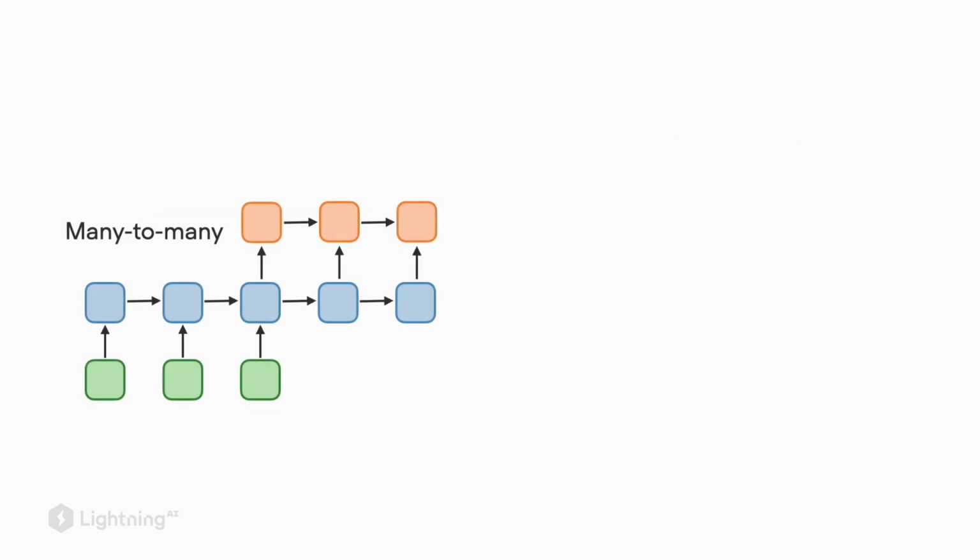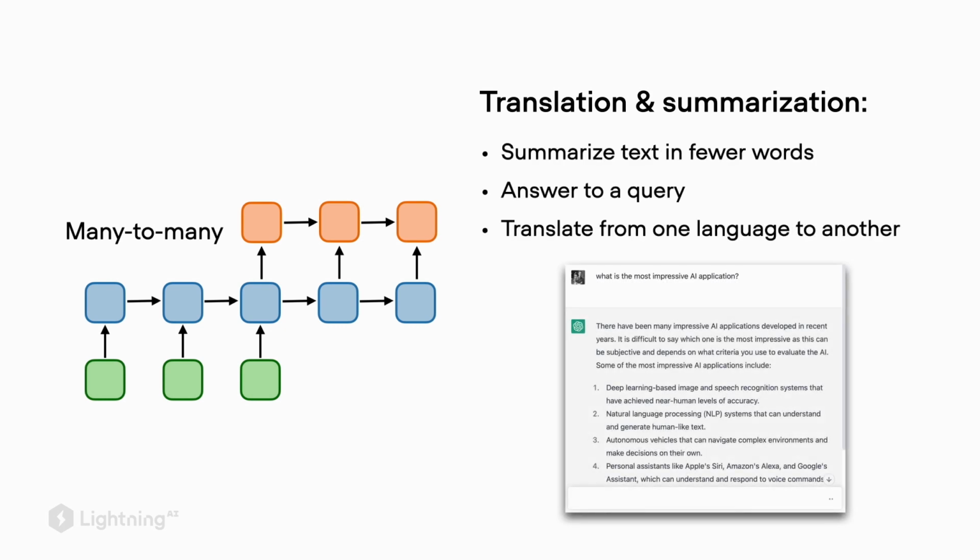So here we see another example of a many-to-many approach where we have this delayed response. So for example, this would be useful for language translation or text summarization, where we, for example, take in the whole input sentence before we do something with it. In language translation, we would read the sentence, think about it, and then create the output sentence.